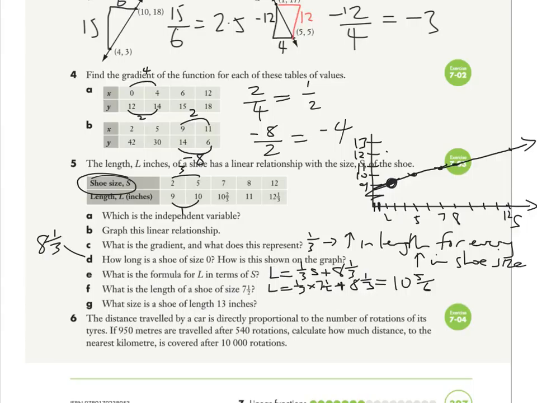What is the shoe size of length 13 inches? So it will be 13 equals 1/3 S plus 8 1/3. How do you get rid of plus 8 1/3? You take it away from 13, so you'll get 4 2/3 equals 1/3 S. How do you get rid of 1/3? You divide, so 4 2/3 divided by 1/3, and you're left with S equals 14.